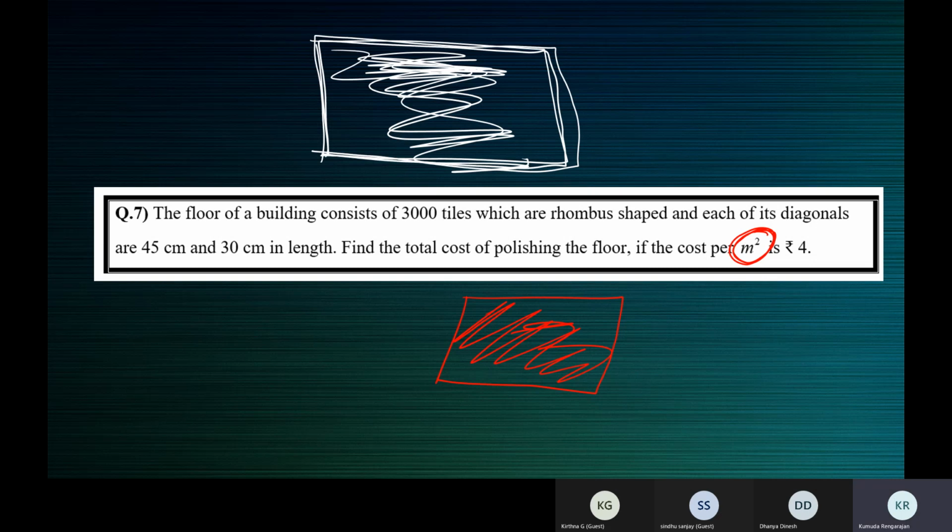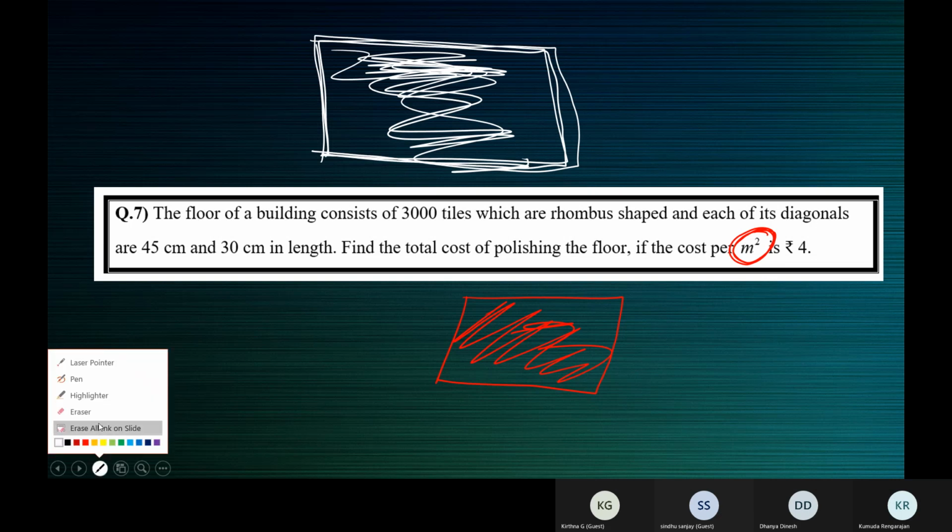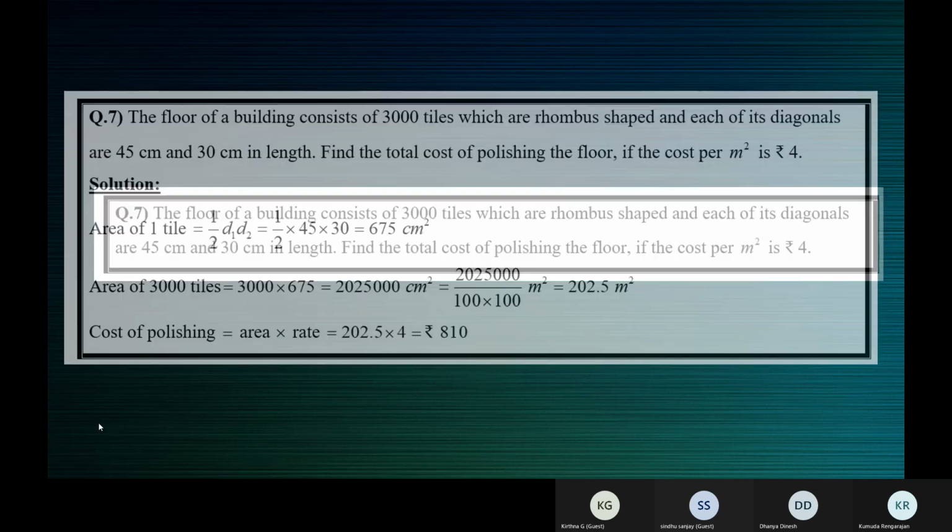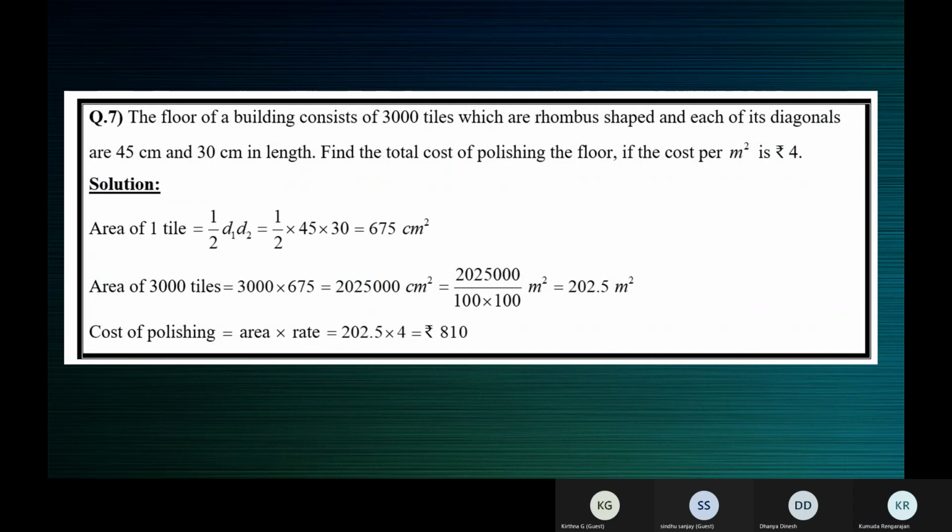So what you're going to learn here is how to convert centimeter square to meter square. Let's see the answer. See here, how do we convert centimeter to meter? Divide by 100. Centimeter square to meter square: whatever action you perform, do it 2 times.